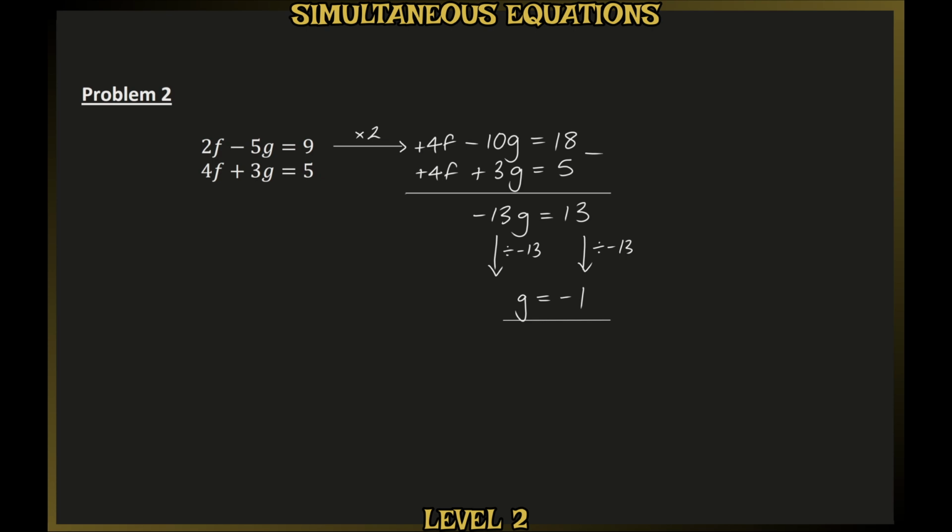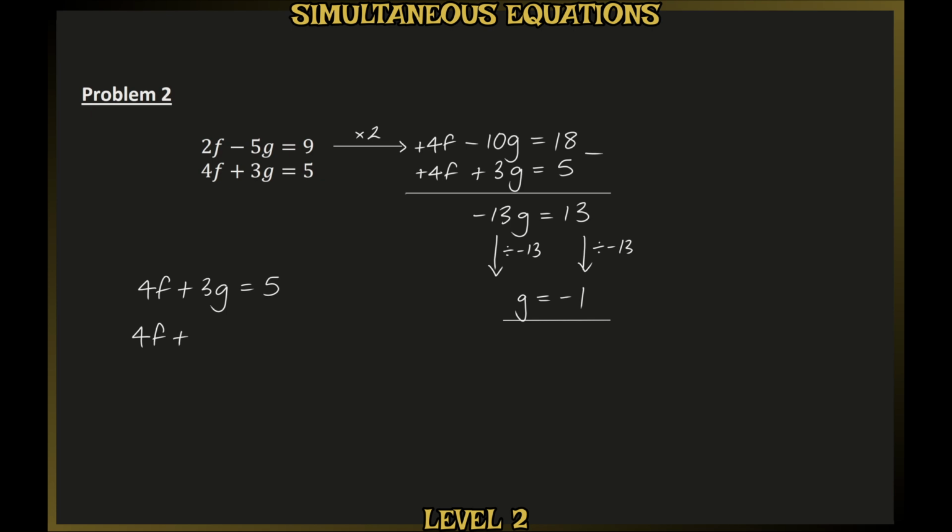And again, we now need to take this value and substitute it into one of the original equations to find the value of f. And looking at the two original equations, the second one looks a bit easier to use because it has a plus in it. So I'm going to use 4f plus 3g is equal to 5. I'm going to now substitute g for minus 1.